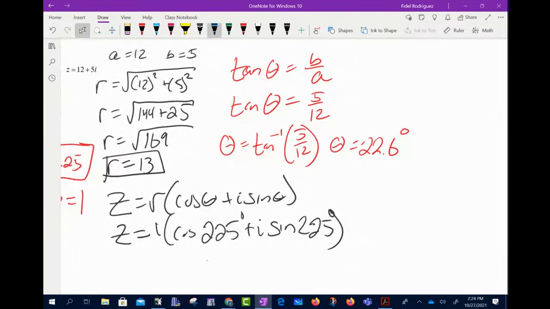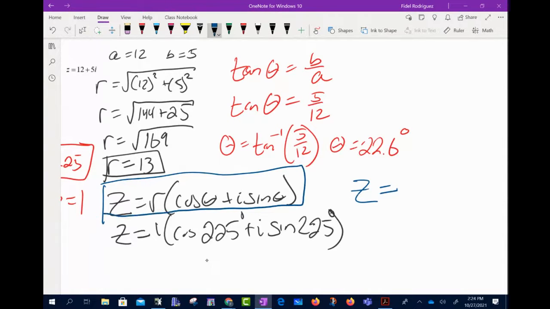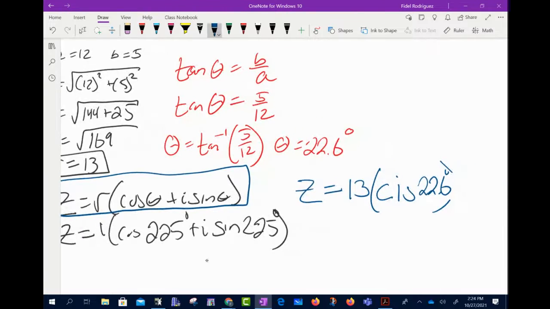And so now we can go ahead and write our answer. It's going to say z equals, here's the basic formula, y'all. R cosine theta plus i sine theta. So we're going to say z equals 13. And then, y'all, if you want to use that little abbreviation, you can put CIS and then 22.6 degrees. You can write it like that if you want to, if it's easier for you, if you like the way it looks.